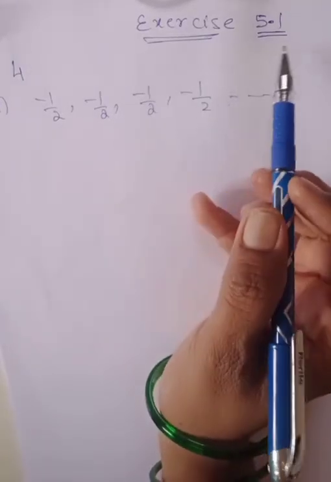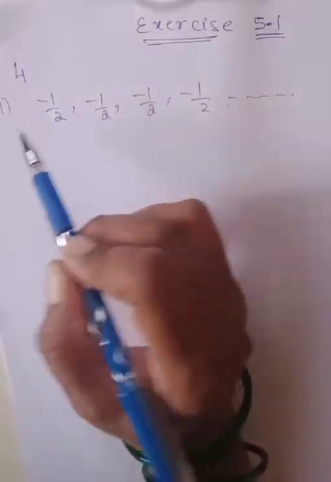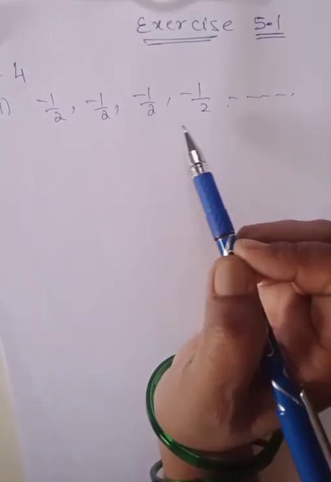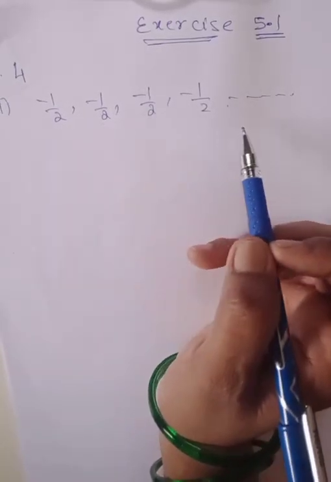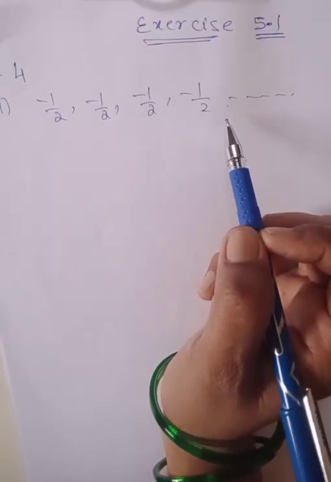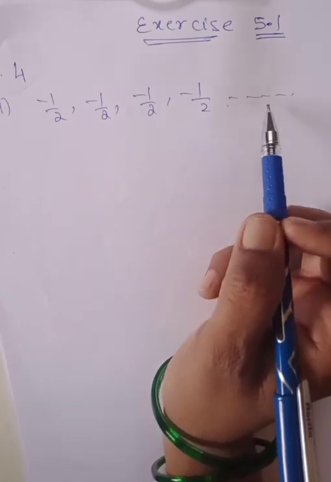Look at this question, exercise 5.1. In that main question, the 4th and the 8th one I have selected. What the question is: check whether the given series is an AP. If it is an AP, in that case you are going to find the difference and the next three terms.